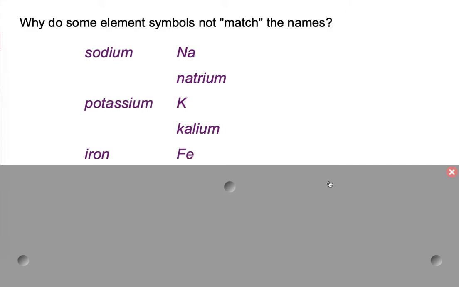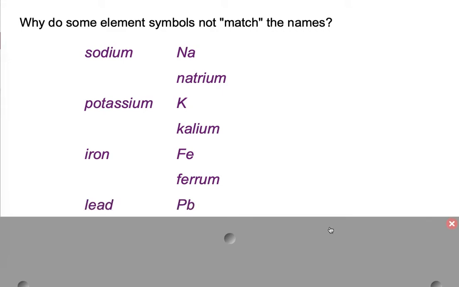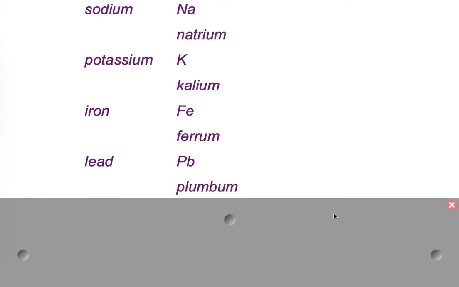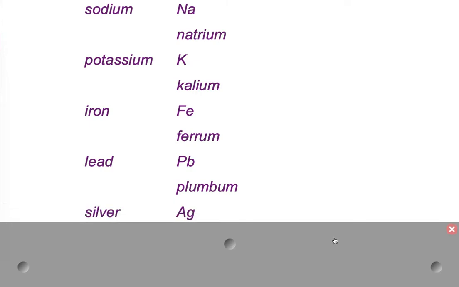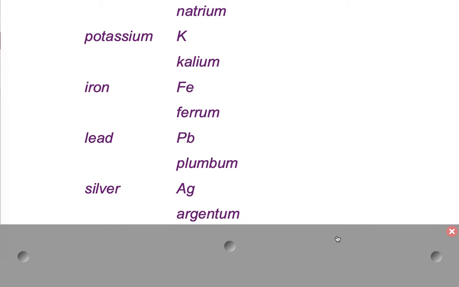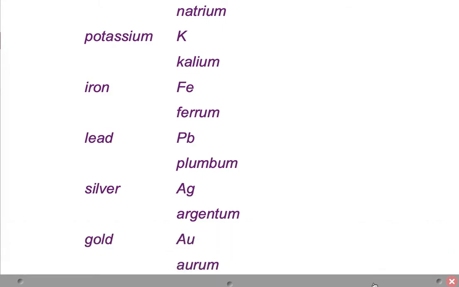Iron has the symbol Fe for the Latin name ferrum. Lead, this is one of my favorites, has the symbol Pb, which stands for plumbum, which sounds kind of like plumbing. Hey, guess what metal the ancient Romans used to make their water pipes? Lead pipes, hence plumbum. Silver has the symbol Ag from the Latin word argentum. Which South American country do you think has large deposits of silver? Argentina. And gold has the symbol Au from the Latin word aurum, meaning bright or shiny. There are many others, and we can talk about them in class if you're interested.